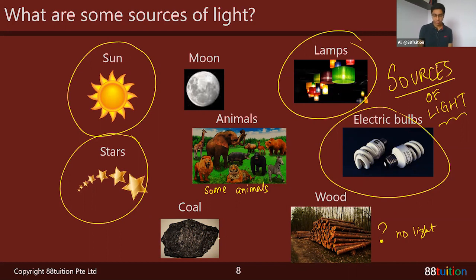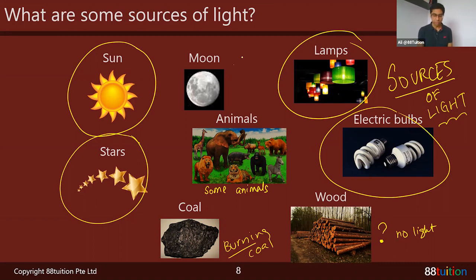Coal. It's not a source of light on its own, but if you burn it, it will light up. But it's not a source. Source means it must light up on its own. It must have light coming out of it. When you burn it, you might have some light. So is it a source or not a source? It depends whether you are burning it or not. Burning coal is a source of light.